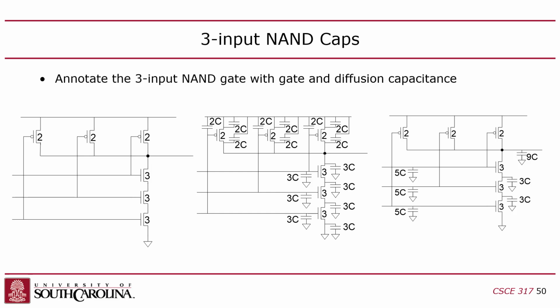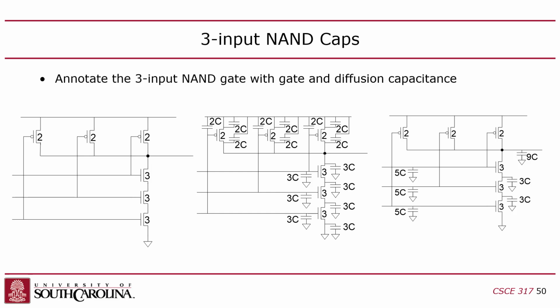So the gates here are going to be, basically the capacitance is 2, 2, 2, 3, 3, 3, right? So it's going to be 4, and it's going to be 6 plus 9, 15, right? 15 units in total.